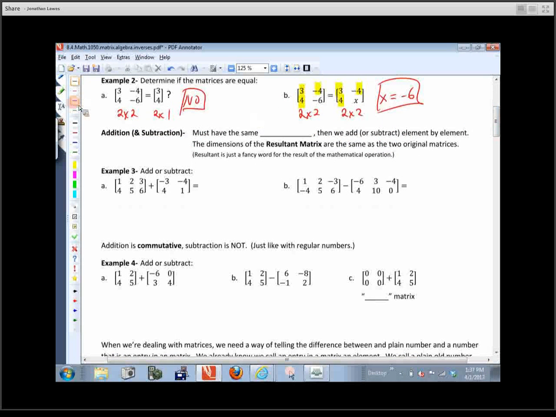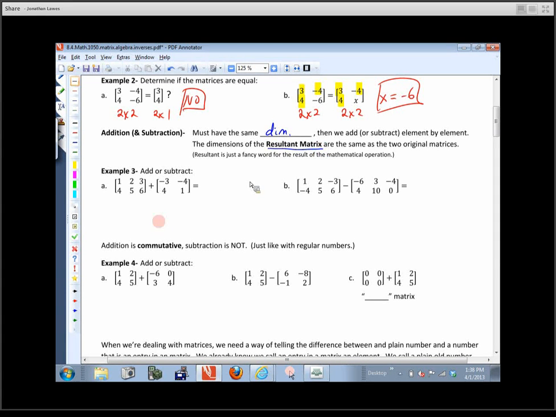Okay, so let's talk about addition and subtraction. In order to add and subtract, they have to have the same, take a guess, the same dimension, and then we just go through literally and just add or subtract, as the case may be, element by element. The dimensions, and here's a new word, the dimensions of the resultant matrix, or the result of our adding or subtracting these matrices, is the same as the two original matrices. So resultant is just a fancy word that just means the end result of a mathematical operation.